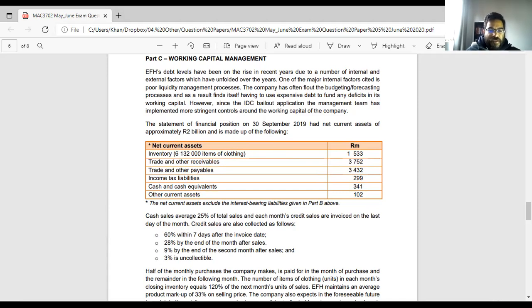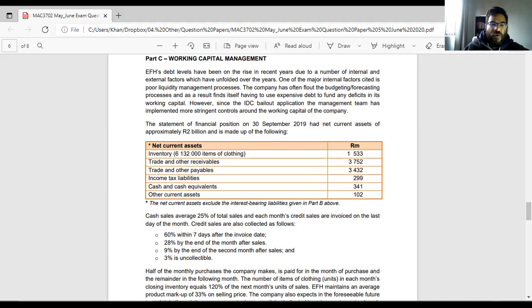They say cash sales average 25% of total sales, and each month's credit sales are invoiced on the last day of the month. Credit sales are also collected as follows. I'll just take a note: total sales is 100%, 25% of total sales is cash sales and 75% is credit sales. Any credit sales made in a given month are only invoiced at the end of that month. So if you made credit sales in October, we only invoice those credit sales at 31 October. Just take note of that.